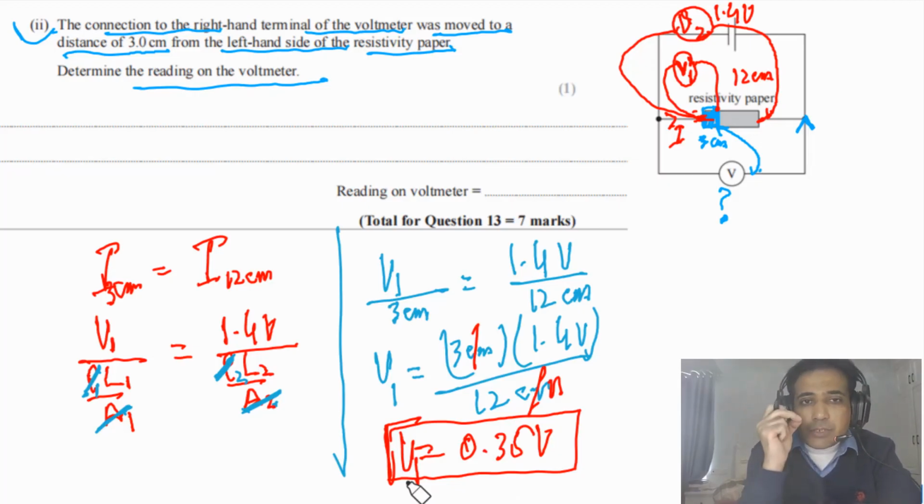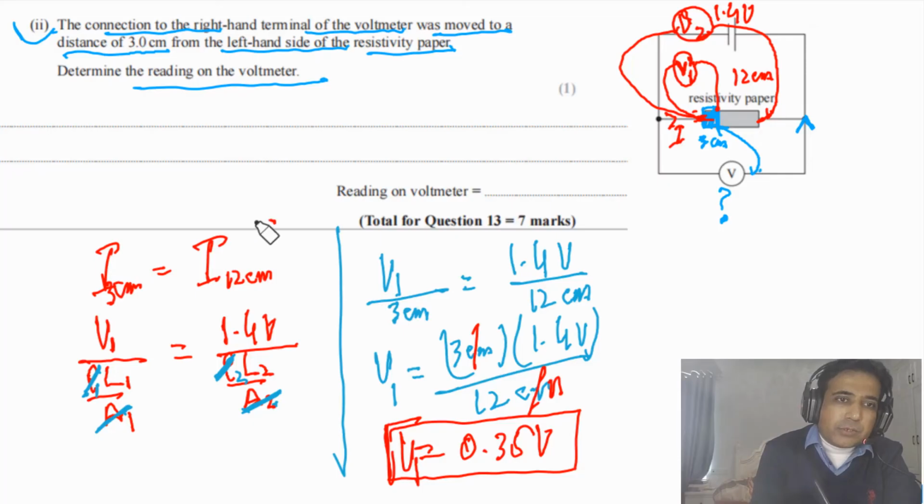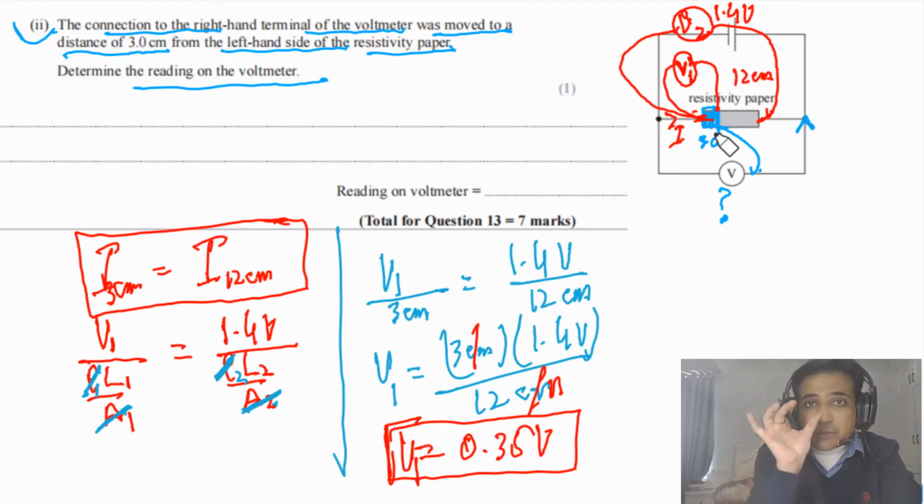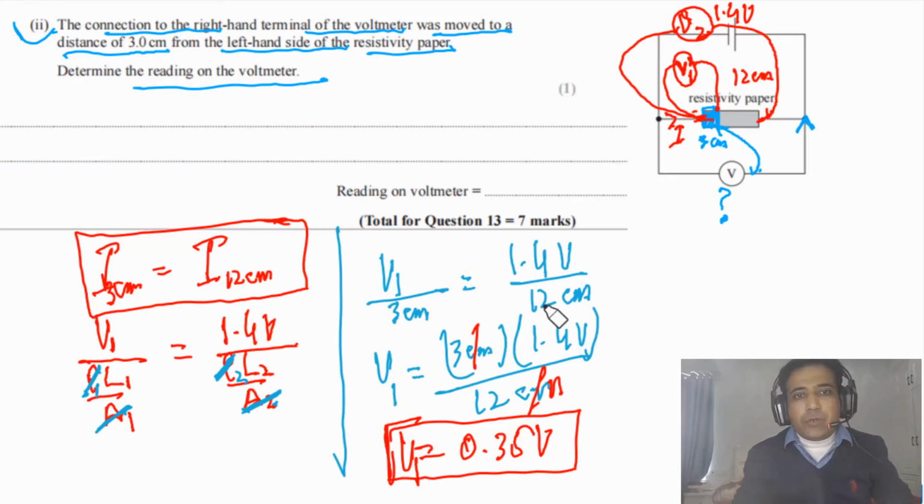Many students get stuck with this question if the basic concepts are not clear. So this is a way to answer this question. The main concept is this one: the current passing through the 3 centimeters and 12 centimeters of resistivity paper is the same. And then we can simply use Ohm's law and figure out the answer.